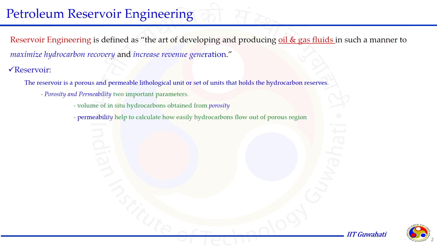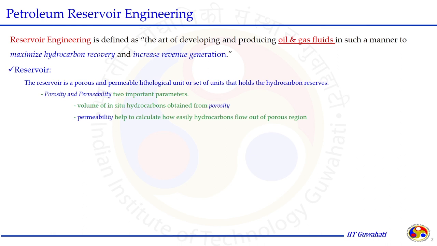The reservoir or petroleum reservoir is different from water reservoir bodies. The petroleum reservoir is underneath the surface. It is a porous and permeable lithological unit or set of units that holds the hydrocarbon reserves. Hydrocarbon reserves means oil, that is crude oil and natural gas. There are many important properties that need to be understood when performing the reservoir operation or recovering the hydrocarbon fluid to the surface in a profitable manner.